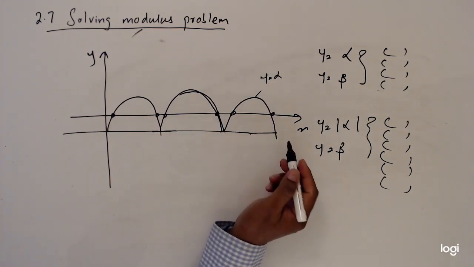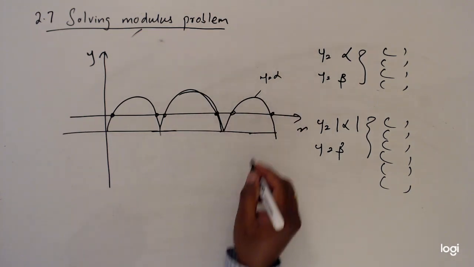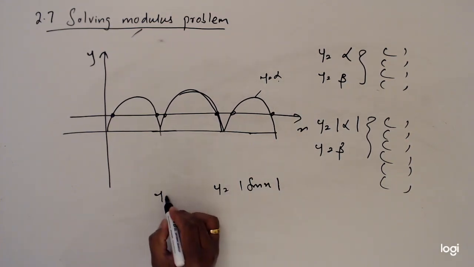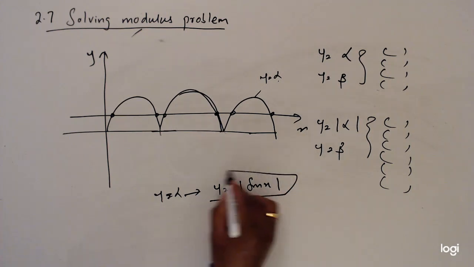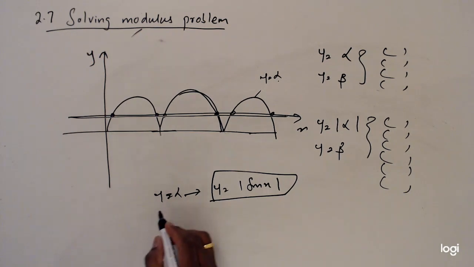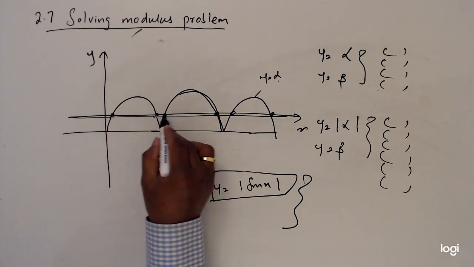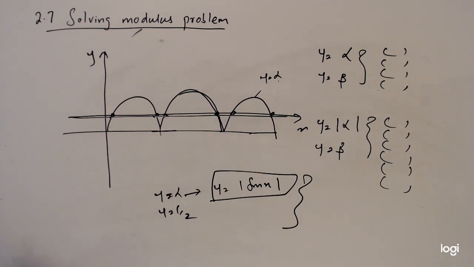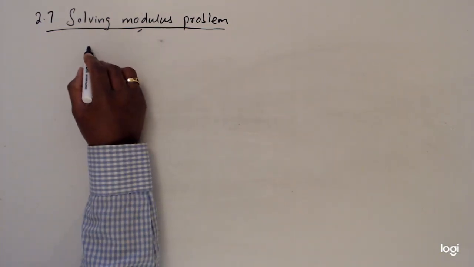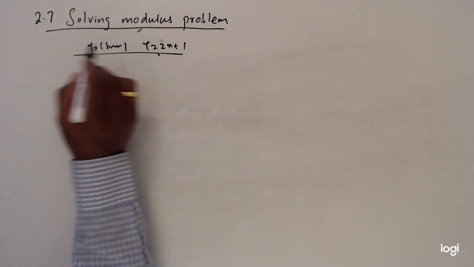For example, this looks like y equal mod sine x. This is y equal alpha, so y equal mod sine x. And this one, let's say y equal half. So when we solve this equation, we are expecting six answers. In this section, we are not going to discuss graphs like y equal mod sine x and y equal 2x plus this kind of graph.